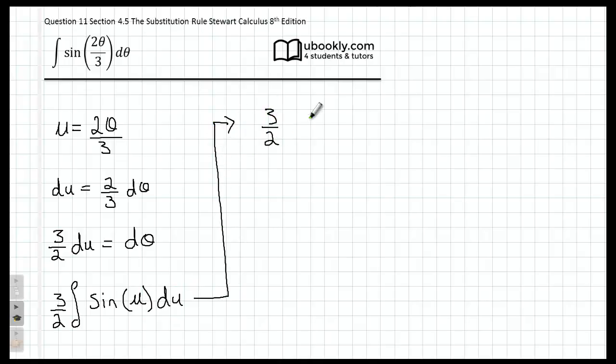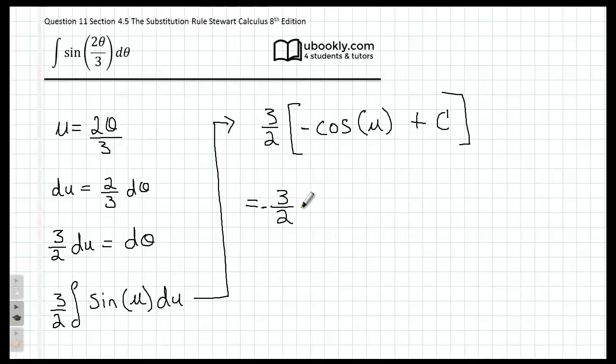So I'll leave the 3 over 2 outside. The integral of sine is negative cosine. So negative cosine u, and I'll add in my constant term. And I simplify further, it'll be negative 3 over 2 cosine of u plus c. So I just distributed this 3 over 2 inside. c times 3 over 2 is just c. It's just another constant. So we don't bother writing the 3 over 2 for that one. And now I'll put back my u as 2 theta over 3. So I'll get negative 3 over 2, and I'll have cosine of 2 theta over 3.